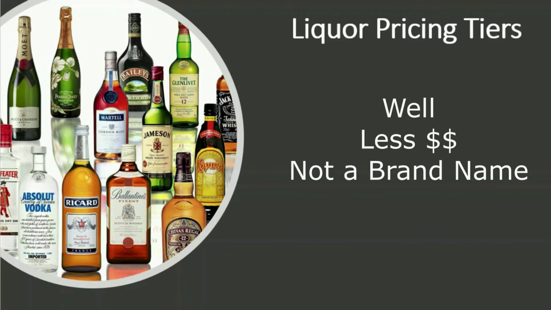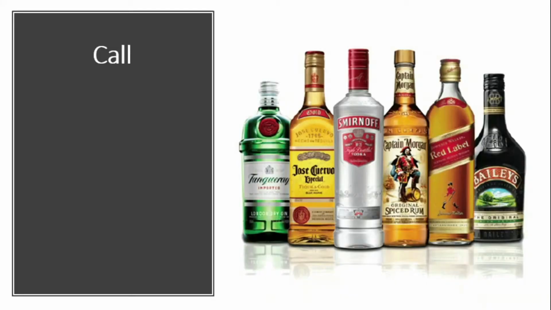The first tier is a Well. Well brands are also known as house. They are generally less expensive and are not necessarily brand names recognized by our guests, but they are a good value and go well with mixed drinks.